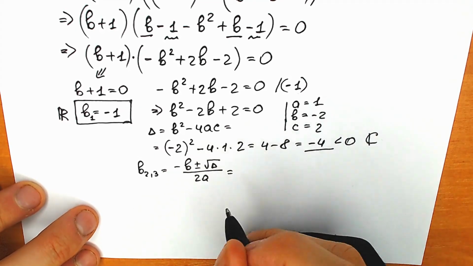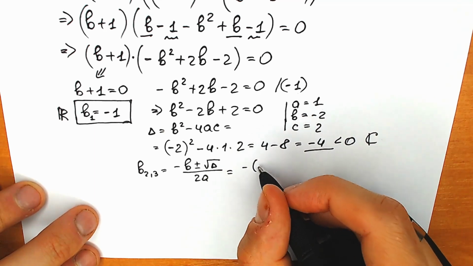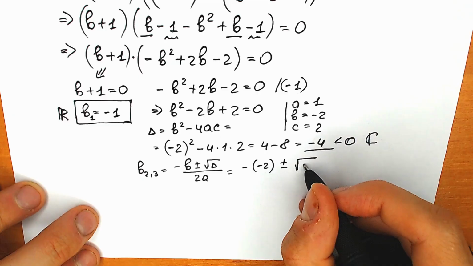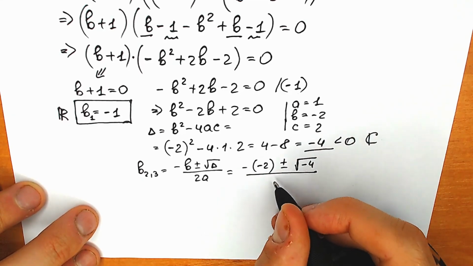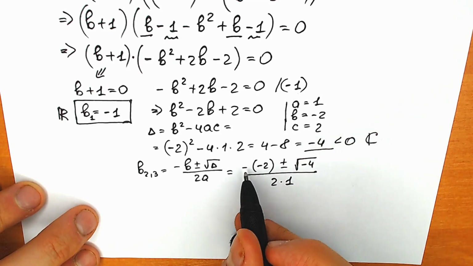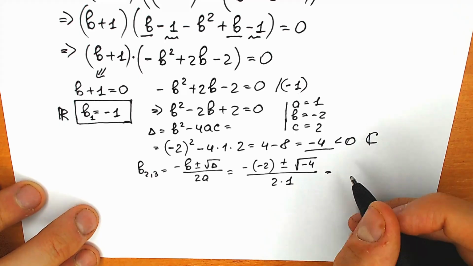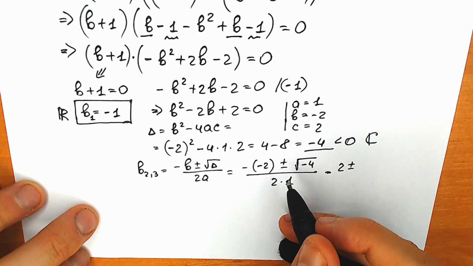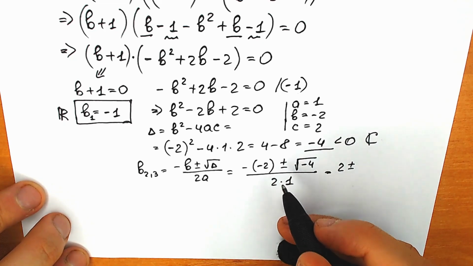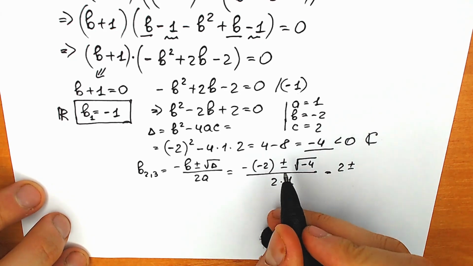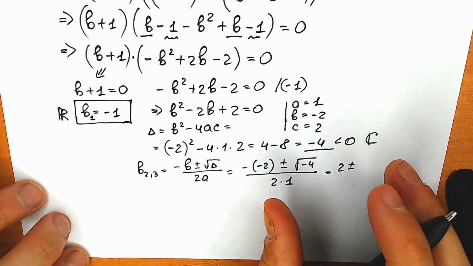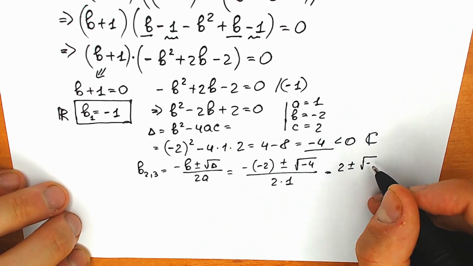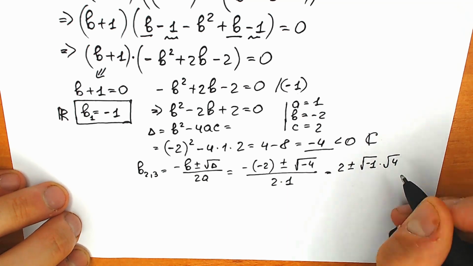This is our classic formula. So we have minus b, minus minus 2, plus minus square root of discriminant, square root of minus 4, and we're going to divide it by 2a, 2 times 1. Minus minus equals plus if we're talking about multiplication, so we have only 2 plus minus square root of minus 4. A lot of students might be thinking maybe this is equal to 2, we have 4, square root of 4 equal to 2, but we have minus 4. So this is a little bit different. So I suggest you split it like square root of minus 1 times square root of 4.